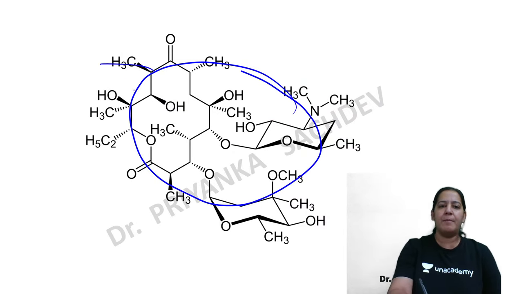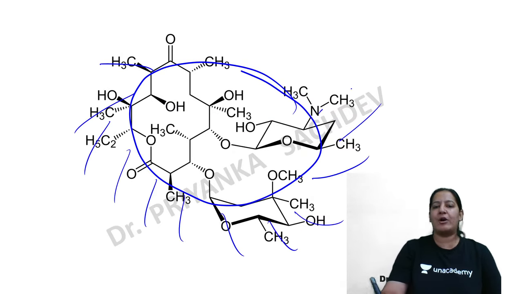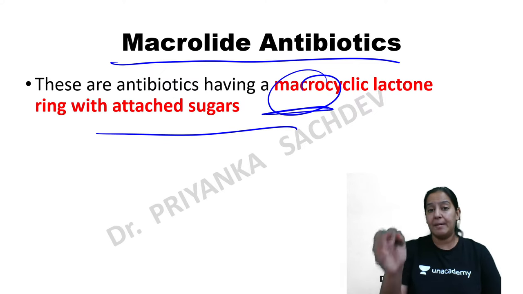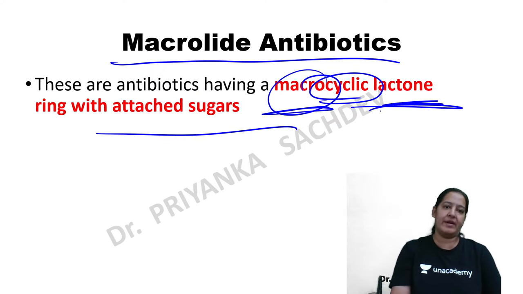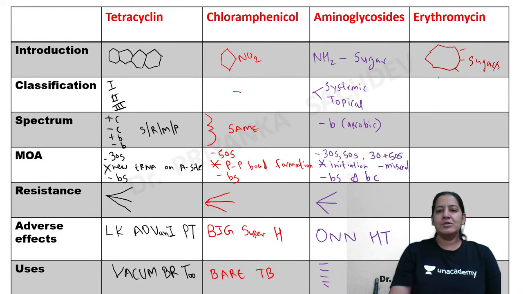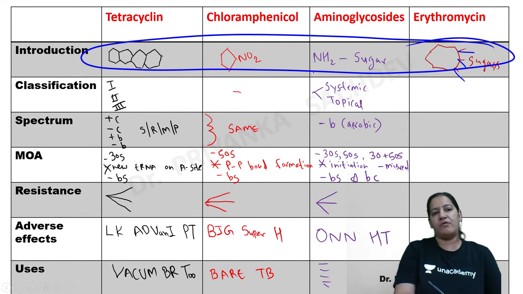Can you see a big ring with abundant sugars? That's why it is known as macrolide. Macrolide means a big macrocyclic lactone ring. So that is the meaning of macrolide. Draw a macrolide with multiple sugars. Now see the structure of all four. Compare the structure of all four.